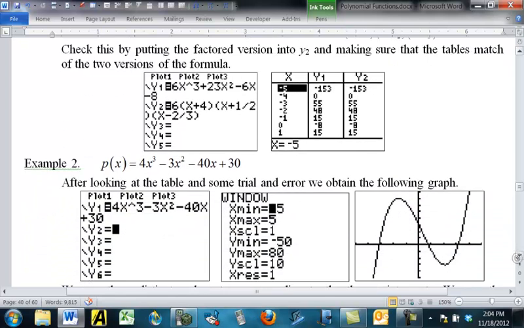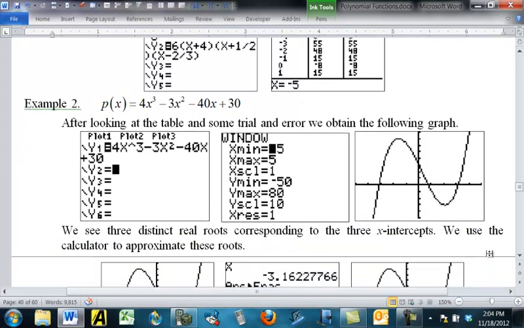Alright, let's try another one. So again, we've got a cubic here, 4x cubed minus 3x squared minus 40x plus 30. A little trial and error, maybe looking at the table, maybe looking at the graph. I typed this in and I came up with this window. I think this is supposed to say negative 5 to 5 for x and negative 50 to 80 for y. And we got a nice looking graph. That looks like the interesting part of a cubic. And it looks like we can see the x-intercepts there.